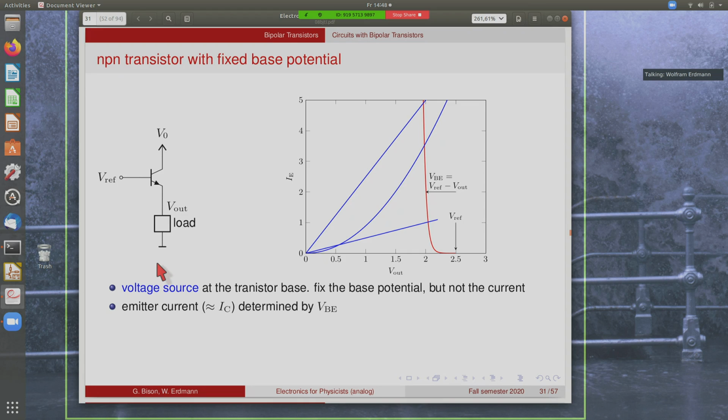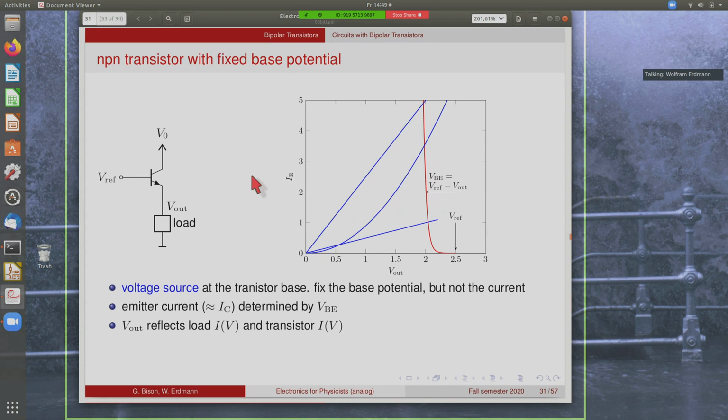On the other hand, this output voltage reflects the voltage drop across the load, and this is shown here for different types of loads. A straight line would be a resistor. Here, this is a large resistor, where a large voltage drop causes a small current. And here we have a smaller resistor, where a large voltage drop or large output voltage causes a large current. But you can also have a nonlinear load like this one here.